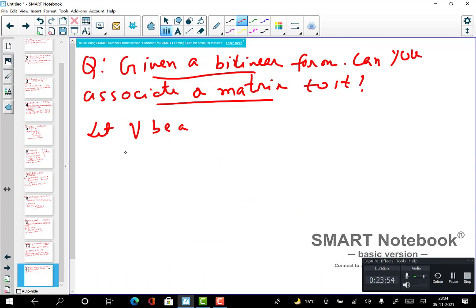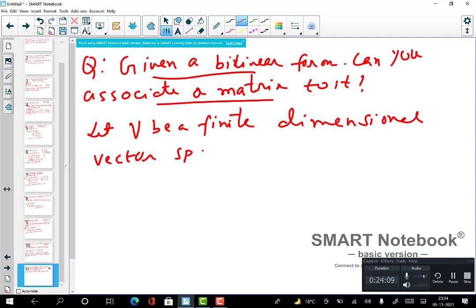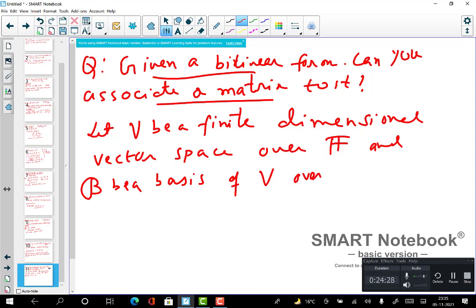So let V be a finite dimensional vector space over a field F, and you choose a basis, say B, some ordered basis of V over F. Then you take any bilinear form, and you define something called the matrix representation of it. So choose a bilinear form h which is inside B(V).